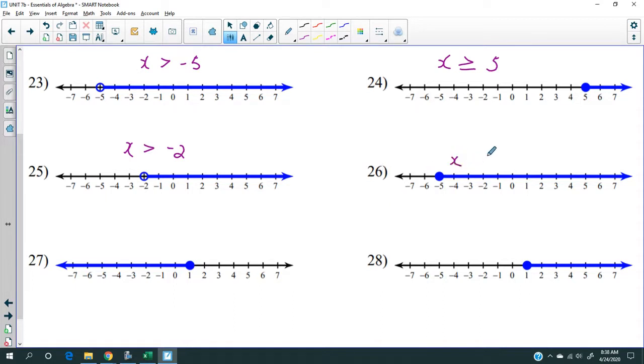26. Number is -5. Arrow goes to the right. Fill it up. Yep. Line underneath. 27. X is 1, to the left. Fill it out. 28. X. 1. To the right. Fill it out. Okay. That's it. All right.